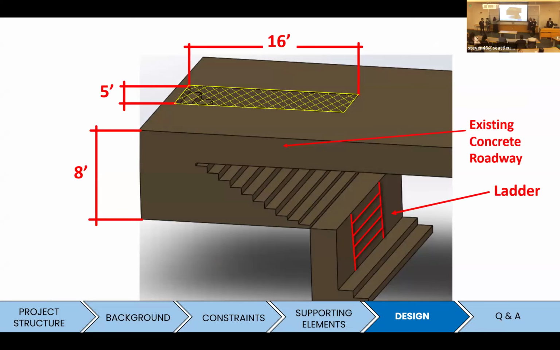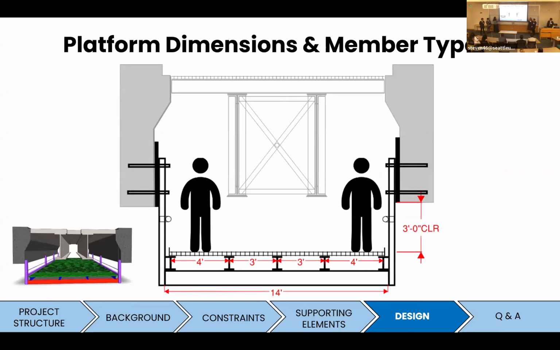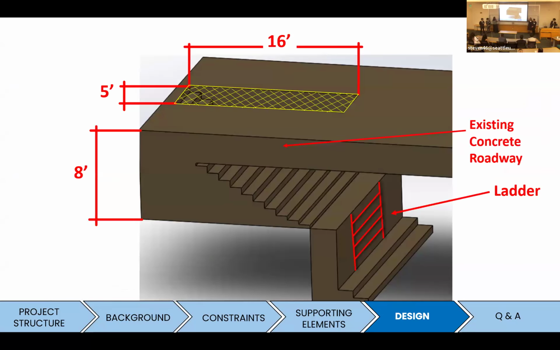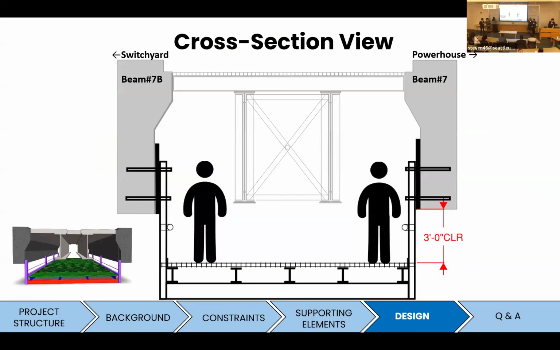And shown here is a ladder that the inspectors will be able to use to get over the concrete column that exists that prevents clear stairway access straight all the way down to the proposed platform. Next, I'll pass it on to Emmanuel to discuss the cross-section view.